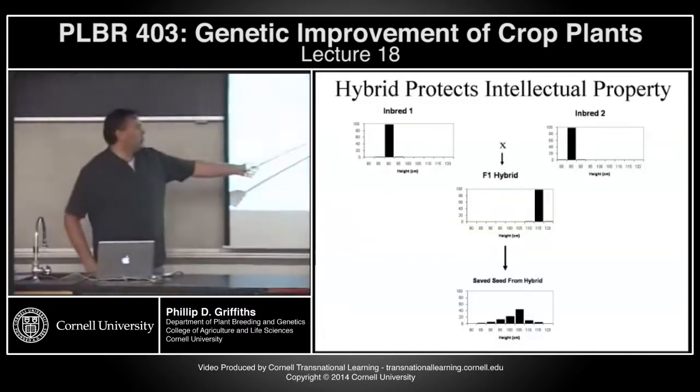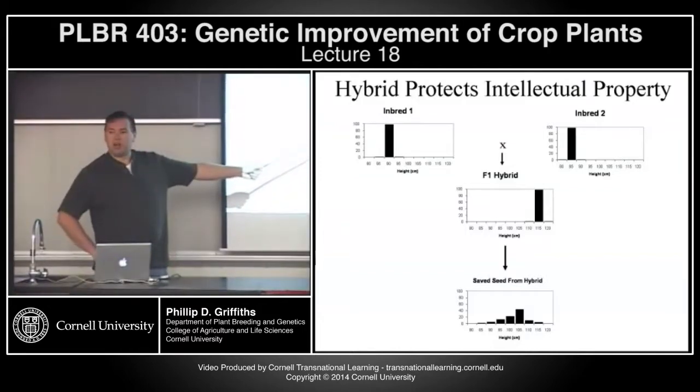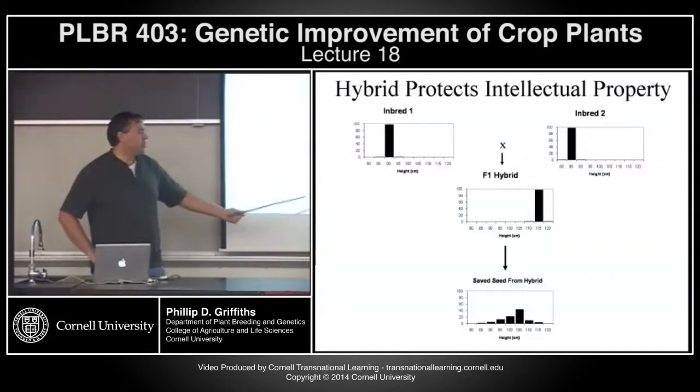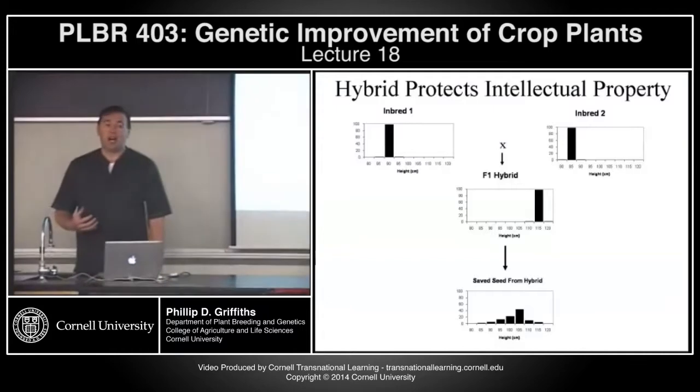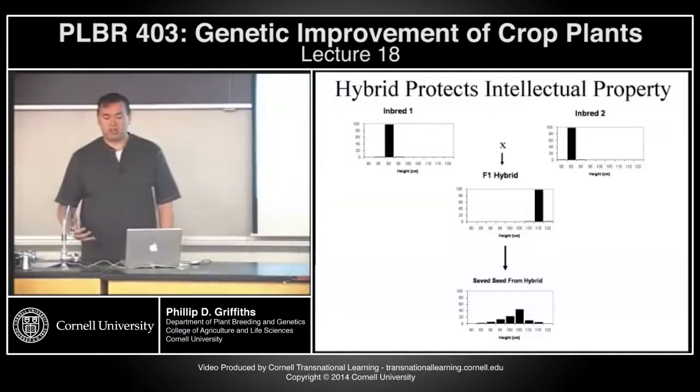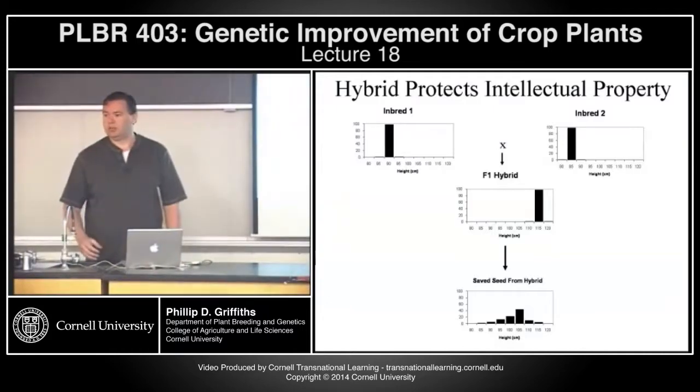So this enables companies to market an extremely uniform and vigorous variety. But if farmers try to collect seed from it in the field, the variation is going to be so great that it's not going to be practical to grow, and it's certainly not going to be practical to machine harvest.